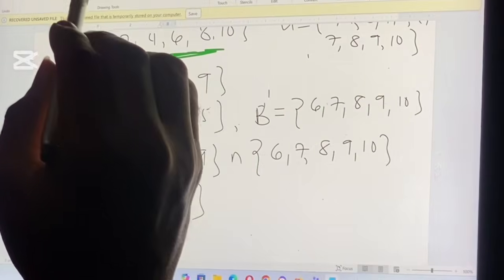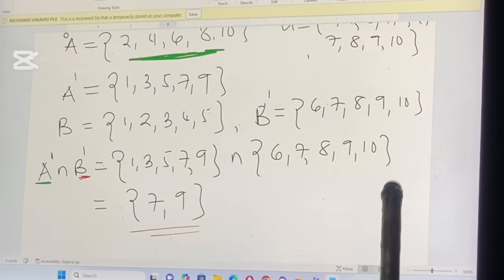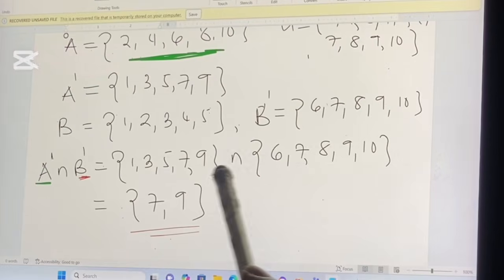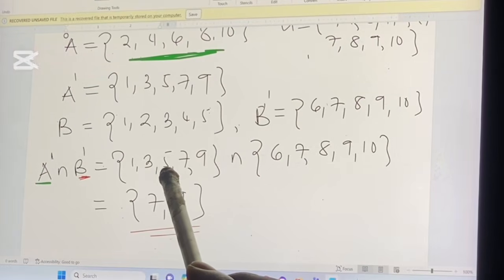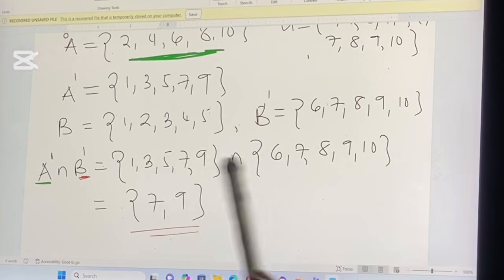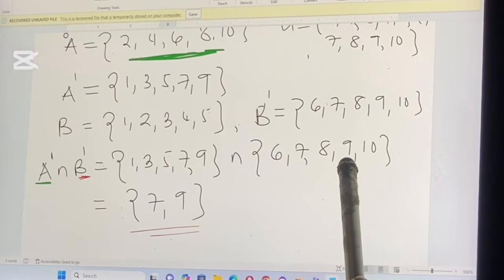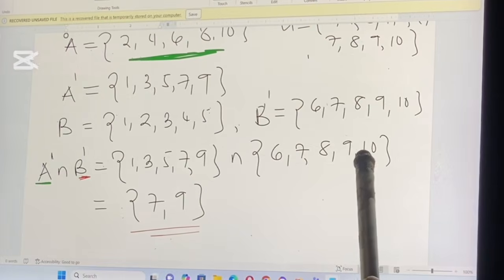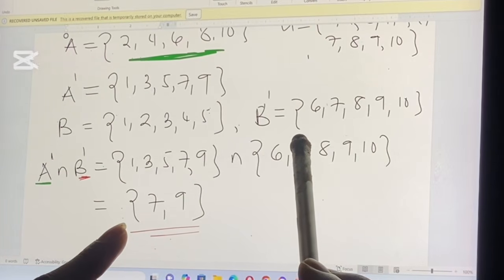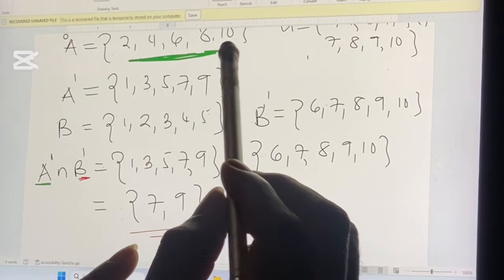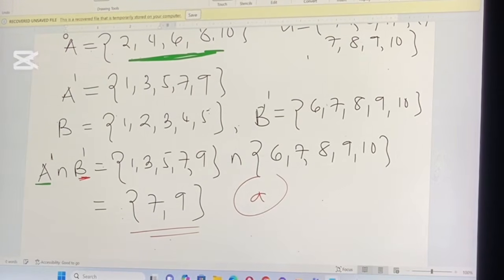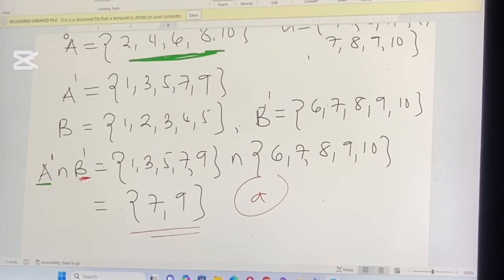Please take note. So class, this is my answer here: 7, 9. So 7 is common in A complement. All right. 7 is common in B complement. 9 is common in A complement. 9 is also common in B complement. So this is my answer. So the option there is A. Please take note of that. Let's solve the next question here to understand this properly, class.